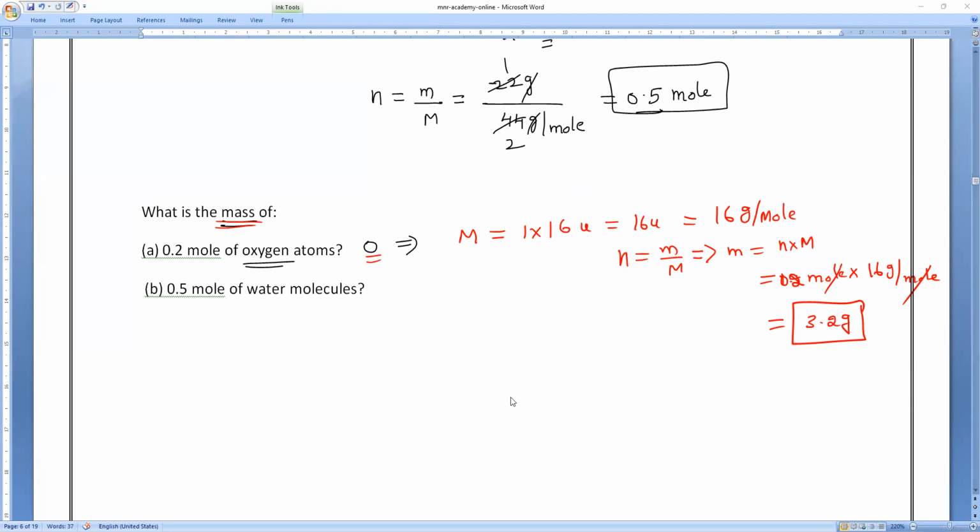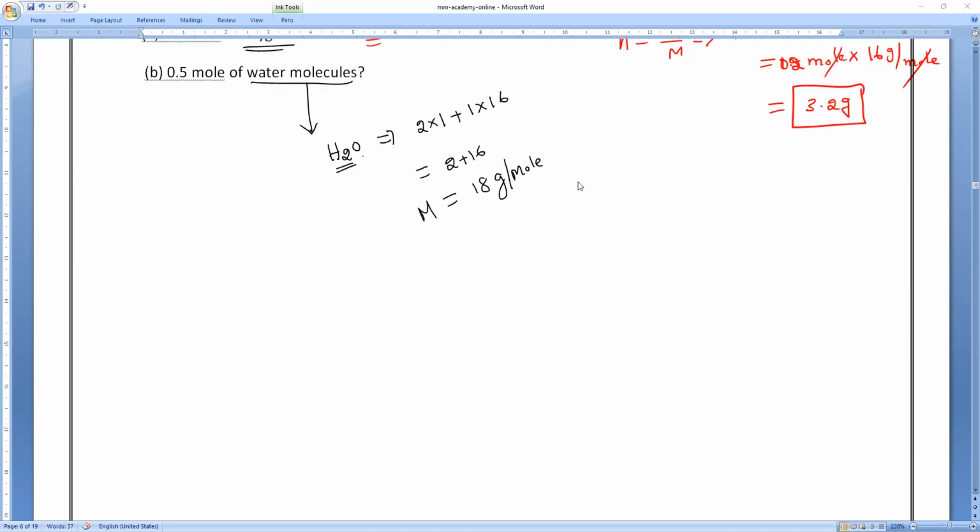Niroshi, tell me. What is the water molecule they are saying? What is the formula of water molecule? H2O. So number of hydrogen atoms, 2, atomic mass of hydrogen, 1, plus number of oxygen atom, 1, atomic mass of oxygen, 16, which is equal to 2 plus 16, which is equal to 18 gram per mole. That is the molar mass.